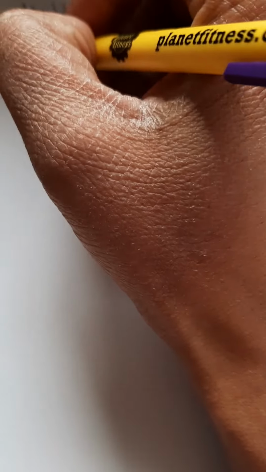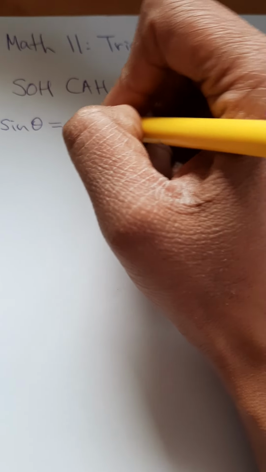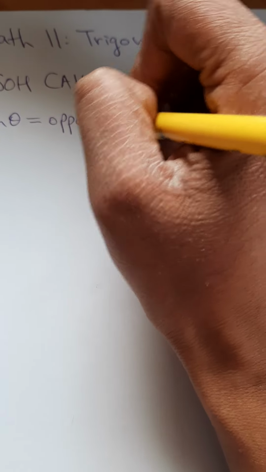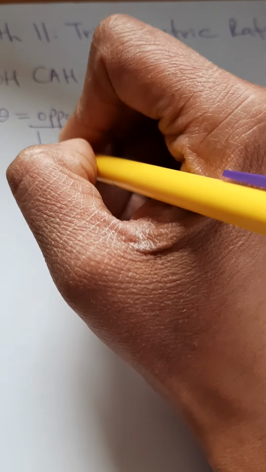What we're going to start off with, so let's write out our SOH CAH TOA. These are going to be the trig ratios that we are looking at. And again, remember the sine. So let's write sine theta. This is equal to the opposite over the hypotenuse, just like this.